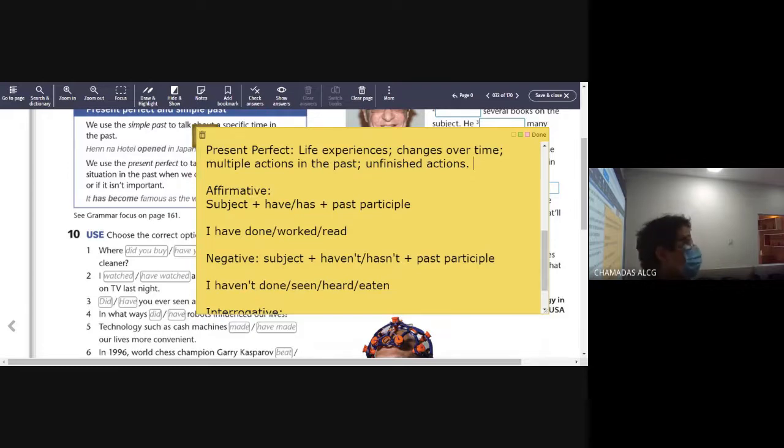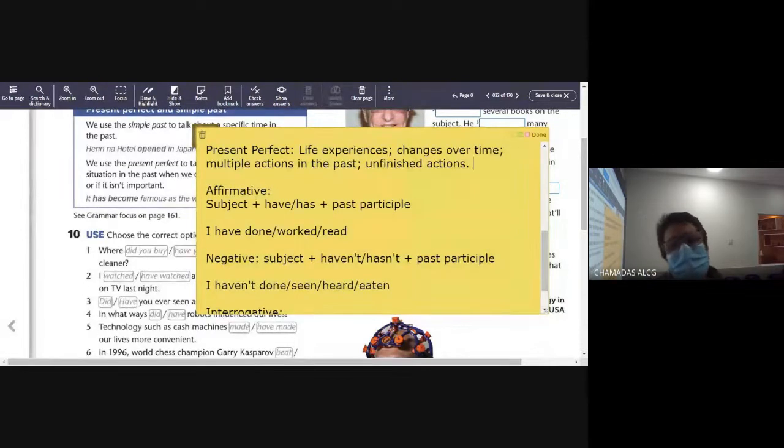I'm not talking about when, I'm not saying when I went. I'm just saying that I've been there. Okay? That is a fact. So present perfect. Hey guys, changes over time. For example, Annalise has grown so much. I met Annalise like, I don't know, 5 years ago. She was a little girl, but now look at her. She has grown up to a beautiful woman. So she has grown a lot. All right. So changes over time.